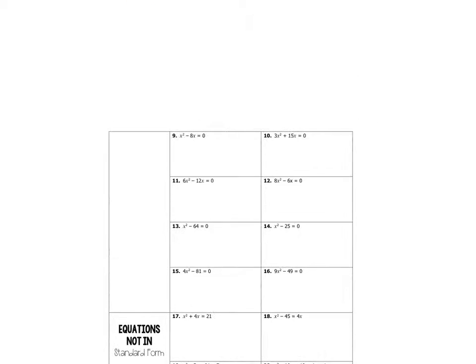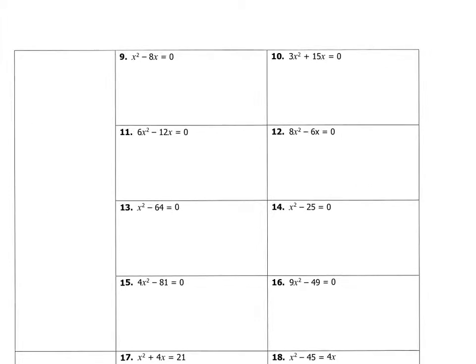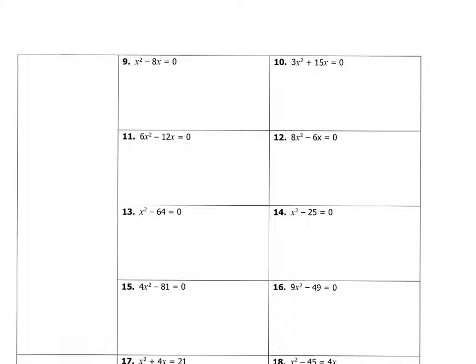Now if you look at 9 through 16, I don't know why I said 13. These all have two terms. It's still a quadratic because it's degree 2, but they have two terms. So if they're two terms, you're going to see if it's a GCF scenario or see if it's a difference of squares.